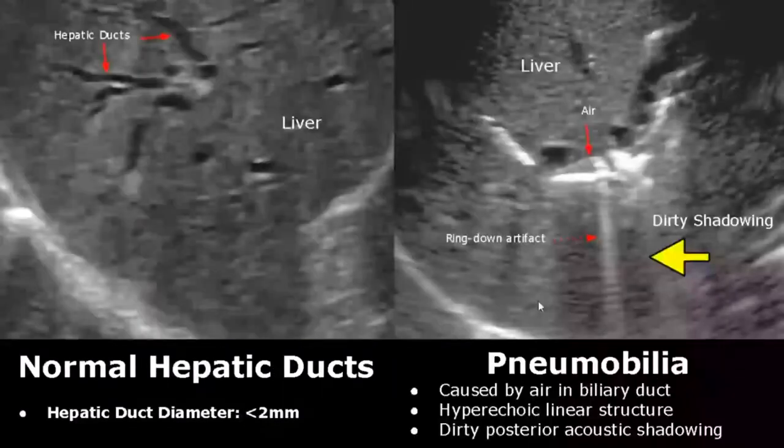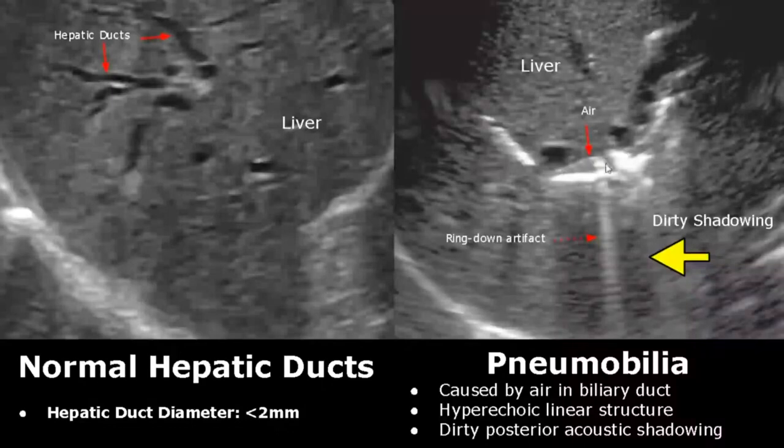In pneumobilia, air is found in the bile ducts. They are seen as hyperechoic linear structures with posterior dirty shadowing. You will see a grayish shadow along with a ring down artifact.